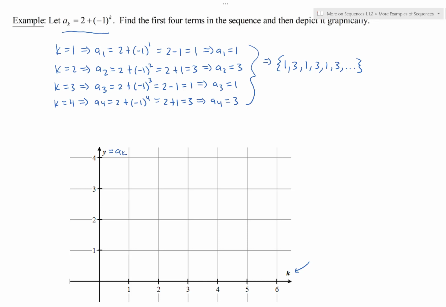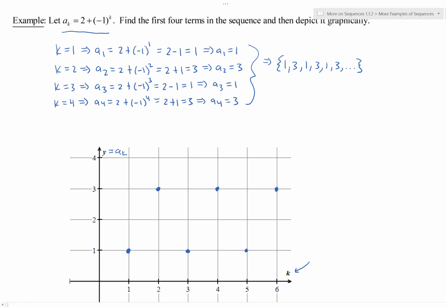And so we'll just see some dots appearing in our diagram. Let's go ahead and plot these. If k is 1, we found out that the output was 1. If k was 2, the output was 3. If k was 3, the output was 1. If k was 4, the output was 3. And then it's just going to keep doing this forever after.